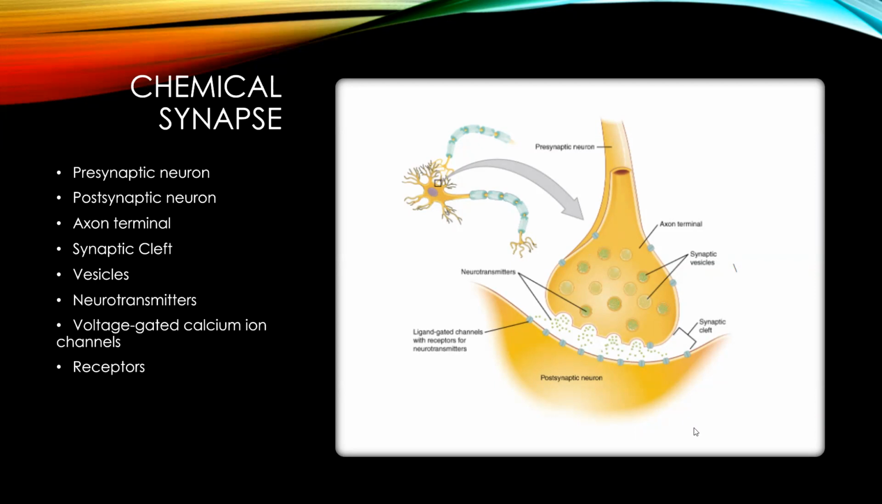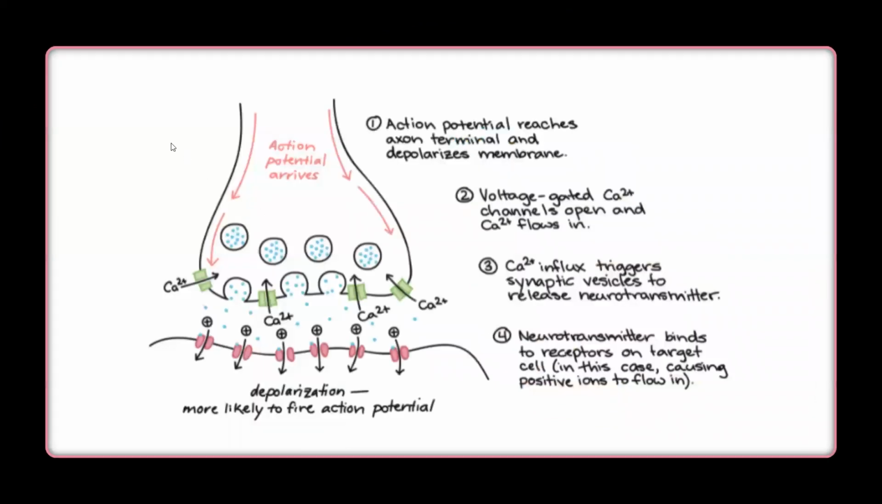So now let's look at the process of secretion. First, the action potential reaches the axon terminal of the presynaptic neuron, causing the voltage-gated channels to open and allow positively charged ions to enter the cell. The calcium then connects to the proteins in the membranes of the vesicles. The vesicle then fuses with the membrane of the axon terminal and releases neurotransmitters into the synaptic cleft.